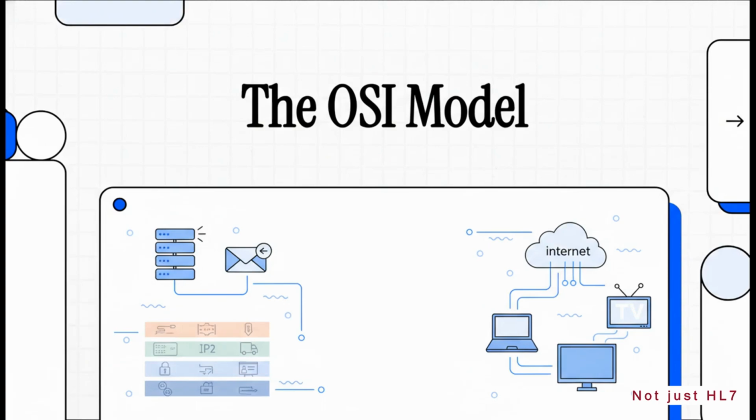Welcome! In this explainer, we're going to pull back the curtain on the internet itself. We're going to look at the fundamental blueprint for how pretty much all network communication works, the OSI model. It really is the hidden architecture that makes everything, from sending an email to streaming a movie, even possible.